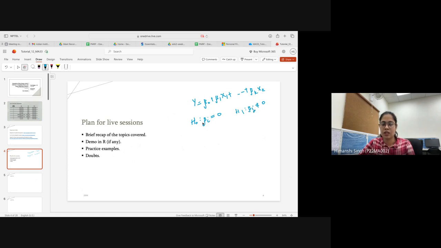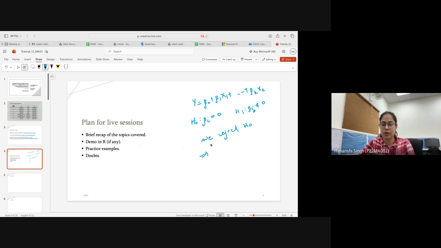This tells us the conclusion: if we reject H naught, it implies that beta i, for whatever i, is a significant regression coefficient. For example, if you are considering beta 1 and we reject H naught that beta 1 equals 0, we are saying that beta 1 is not 0. So there is a linear relationship between y and x1, and it has a major role. It is significant enough to consider.